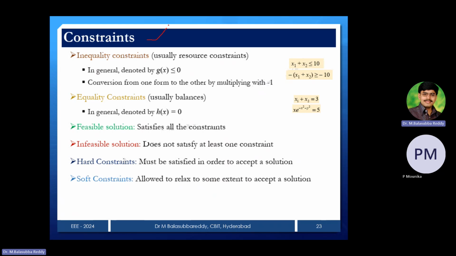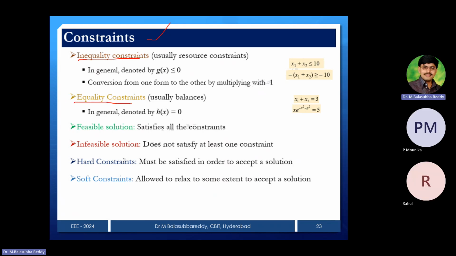Now let us see what the constraints are and how we can define them in our problem. Let's consider there are two major constraints. One is the inequality constraint, and the other is the equality constraint. What is the meaning of an inequality constraint? It is a resource constraint, in general denoted by g(x) less than or equal to 0. Thus we call it an inequality constraint. Here g(x) is a function. Let us assume that function may be x1 plus x2 greater than or equal to 10, or less than or equal to 10, whatever; that is a function.